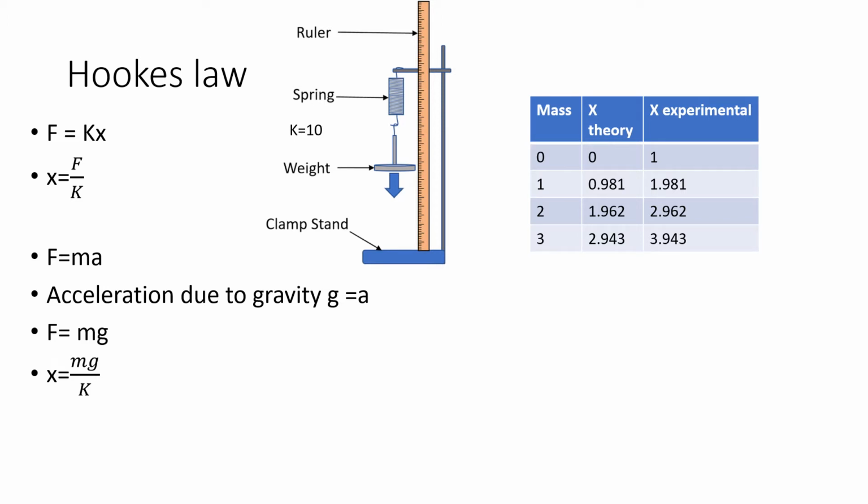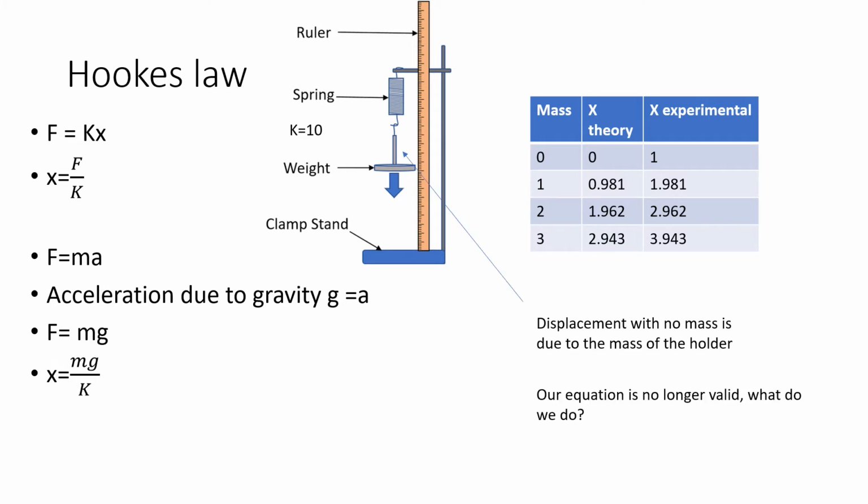What you get realistically is something like these experimental values here. So for a mass of 0, you don't actually have an extension of 0. There's some extension that happens before you add any mass because of the weight of this holder here. So if I go to the next slide, you should be able to see the holder being labelled.